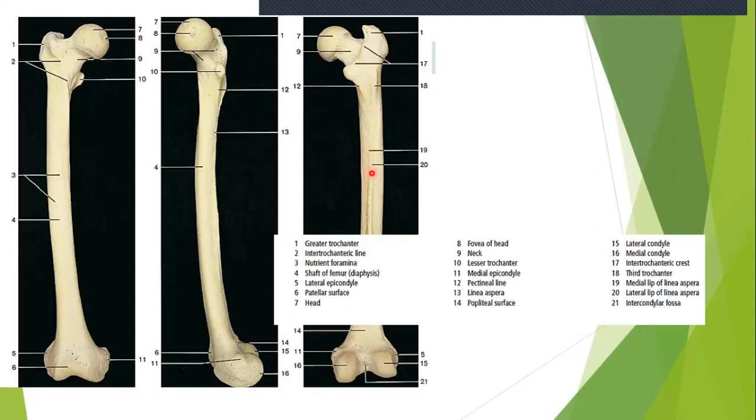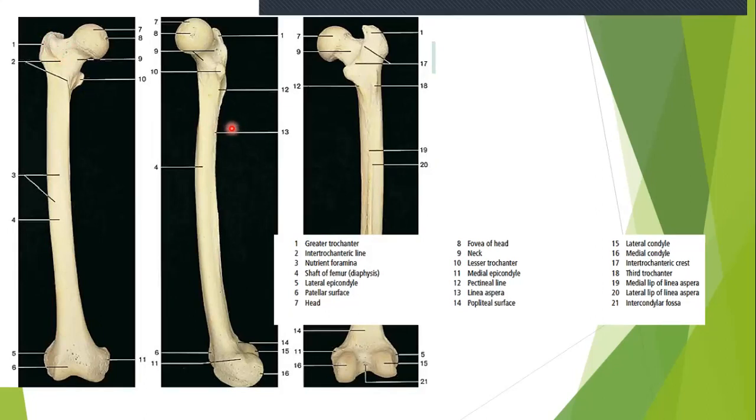Then this linea aspera has 2 ribs, a medial rib and a lateral rib. How will you know this is the medial side? You look at the head. The head of femur will always point medially. So this is the medial side. So greater trochanter is lateral, and the greater trochanter is the one which is responsible for the hips. So hips are due to the greater trochanter.